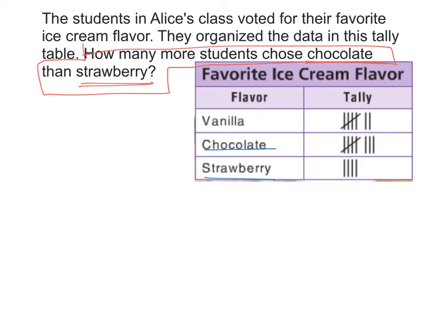Now, a tally table can also be called a tally chart. Looking at this tally table, what you need to understand is that one tally mark, meaning one of these lines, represents 1. If you see a bundle like this with a diagonal, that represents 5.